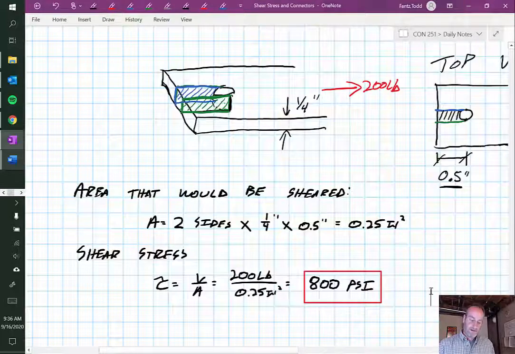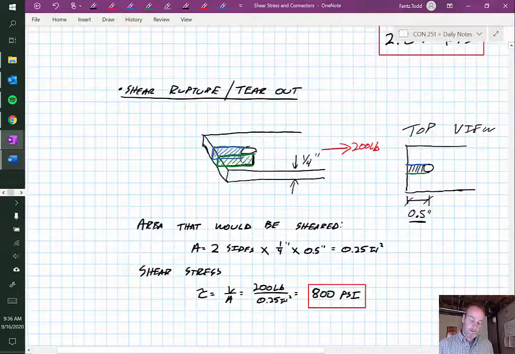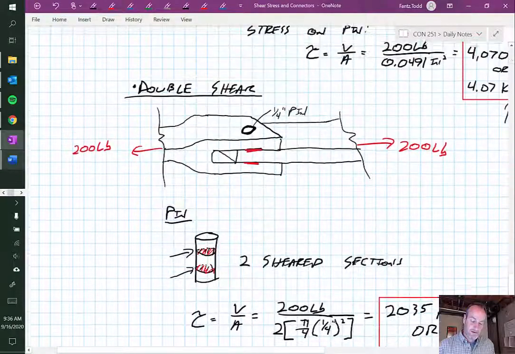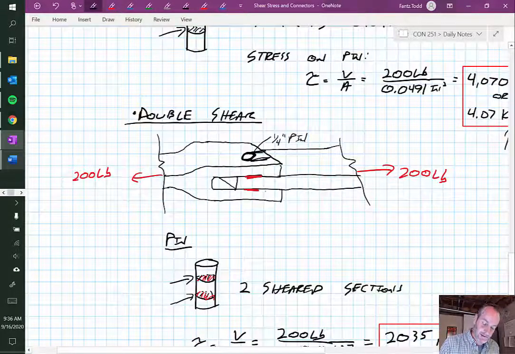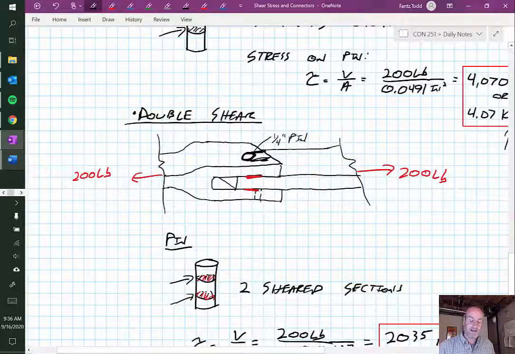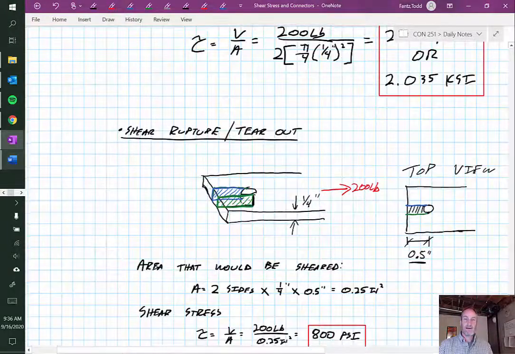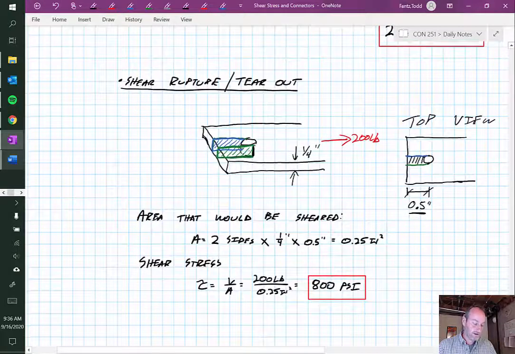Now that's if I had a single board, or you can imagine what would happen if I were to think about tear out along here and here. Well, the bottom board would have the same thing, right? So I would actually have 4 sides. So depending on what your connection's like, it's just a matter of figuring out how many sides you have for this shear rupture or tear out.